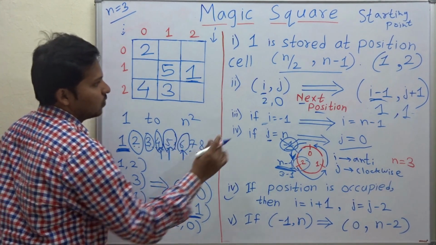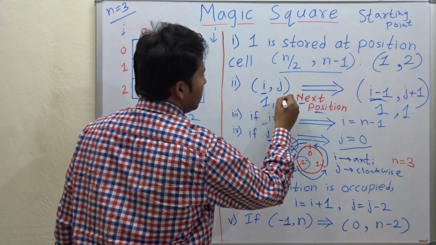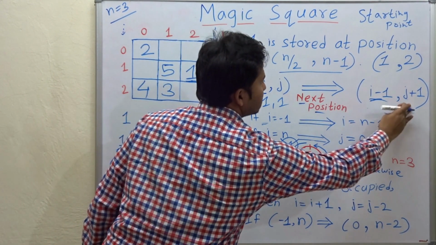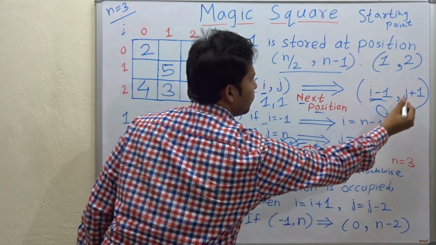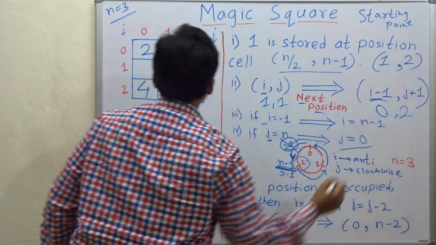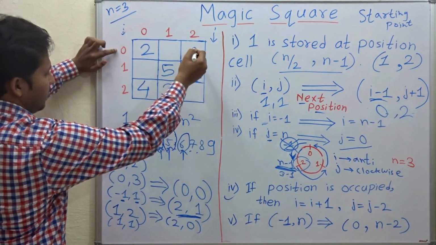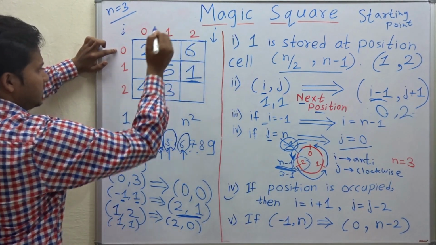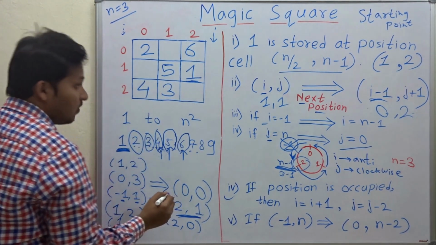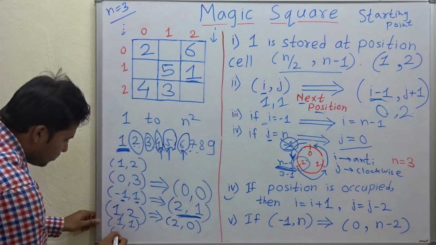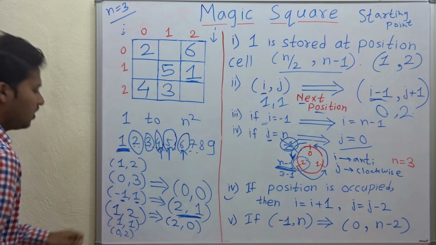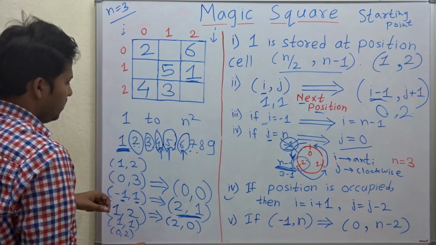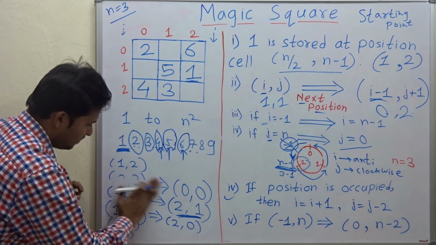Okay, so 1, 1. So what will be the next position? 1 minus 1 is 0, 1 plus 1 is 2. So 0, 2. Okay, so here it will be 6. Now what was the position? It was 0, 2.